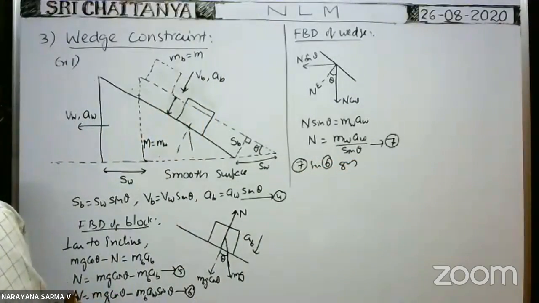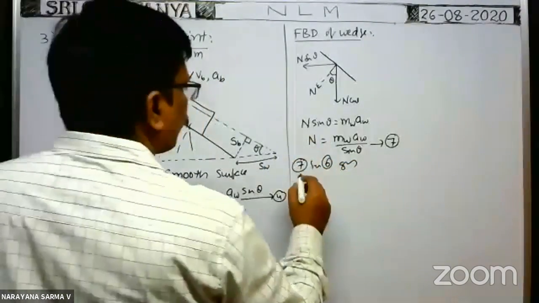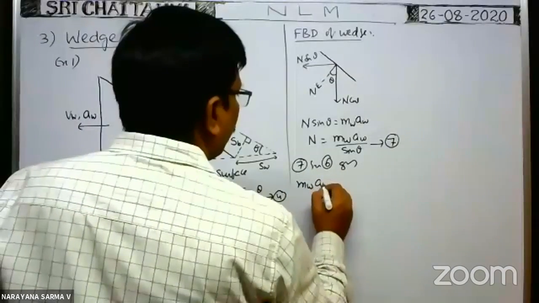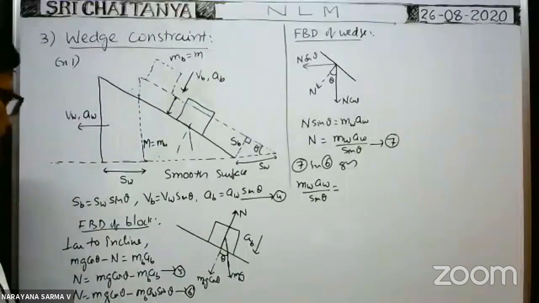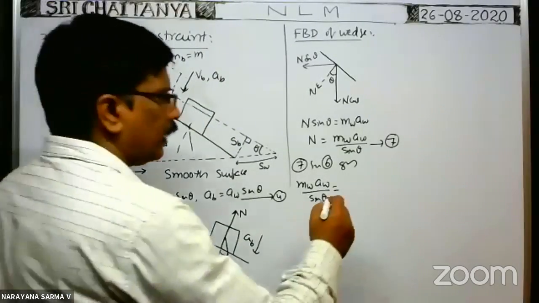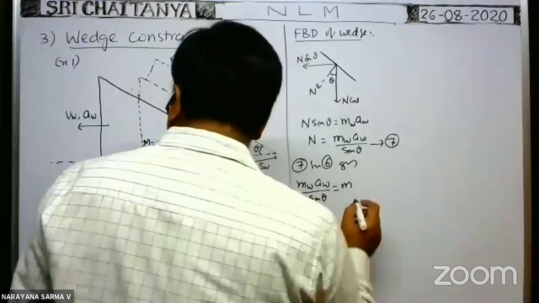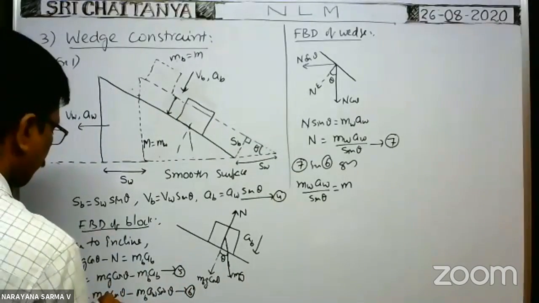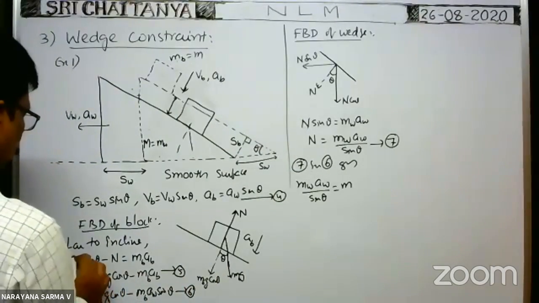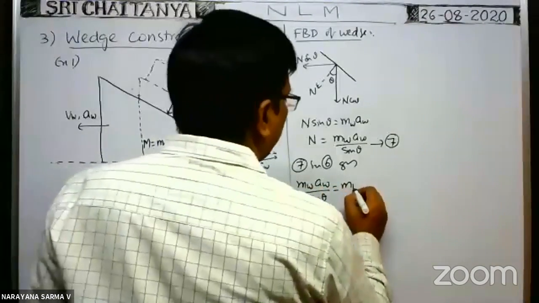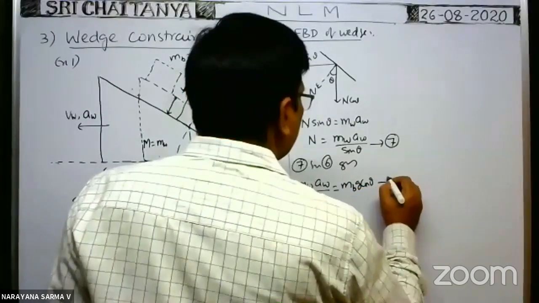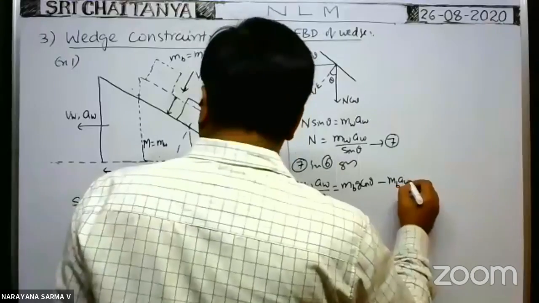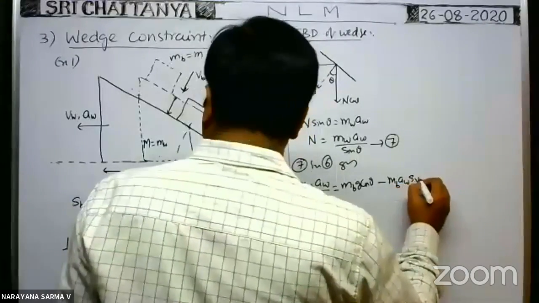Substituting 7 in 6, n is equal to something, n means this only, no? So mw aw by sin theta is equal to mbg cos theta, because it is the mass of the block, minus mb aw sin theta.